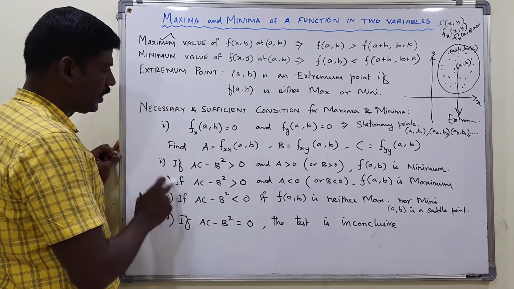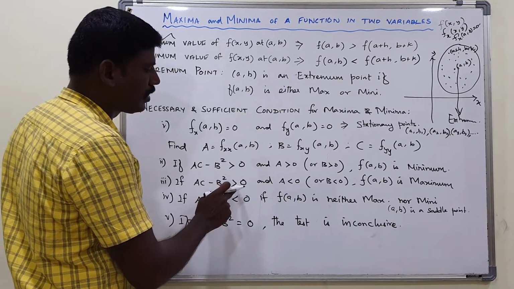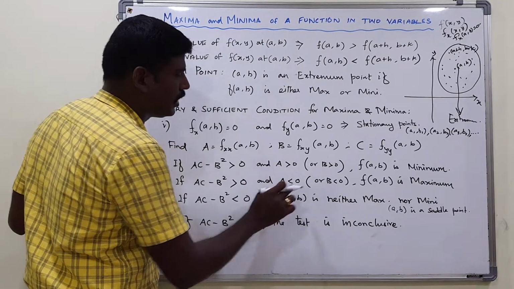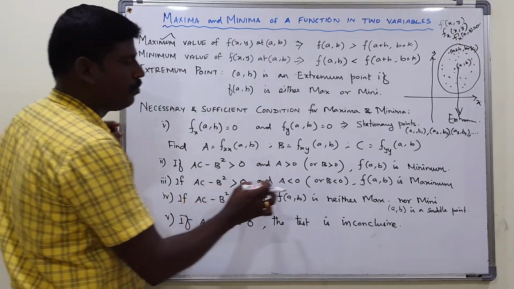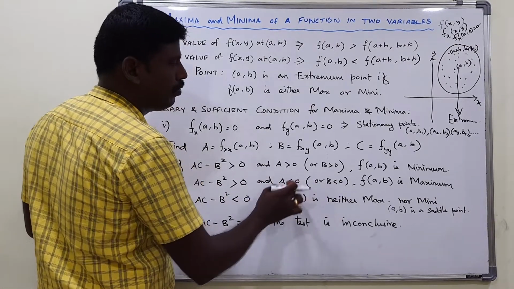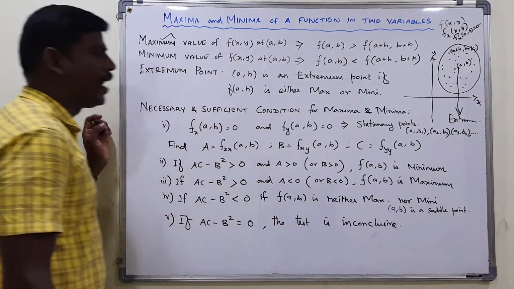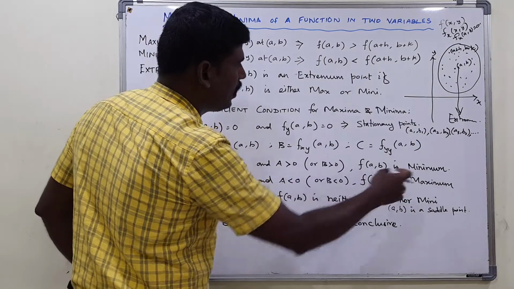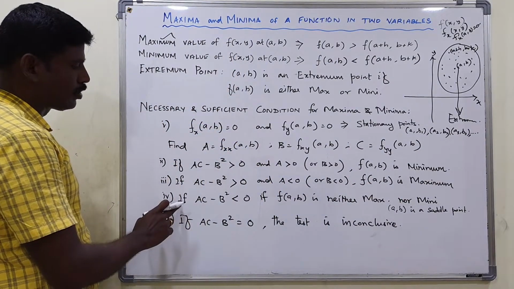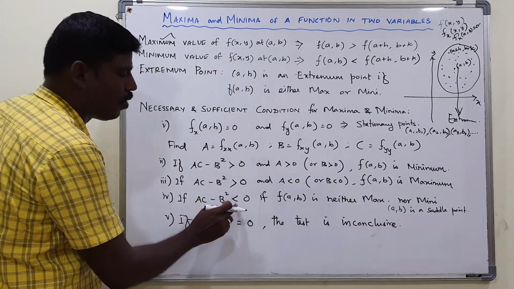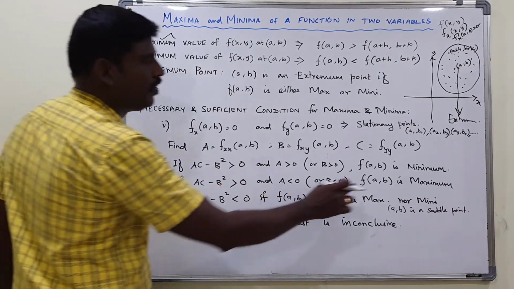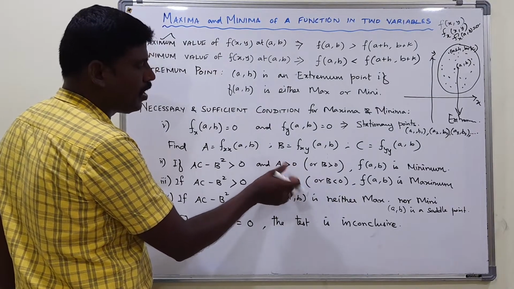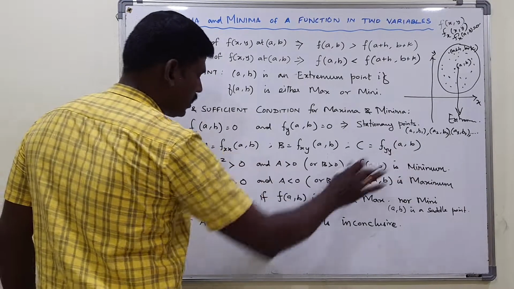Second one. If ac minus b square is greater than 0, not equal to 0, and at the same time a is negative. ac minus b square is positive, but a is negative or c is negative, then f of a comma b is a maximum. You can get the value of f of a comma b as a maximum. If ac minus b square is positive, we can get maximum or minimum based on the sign of a or c.